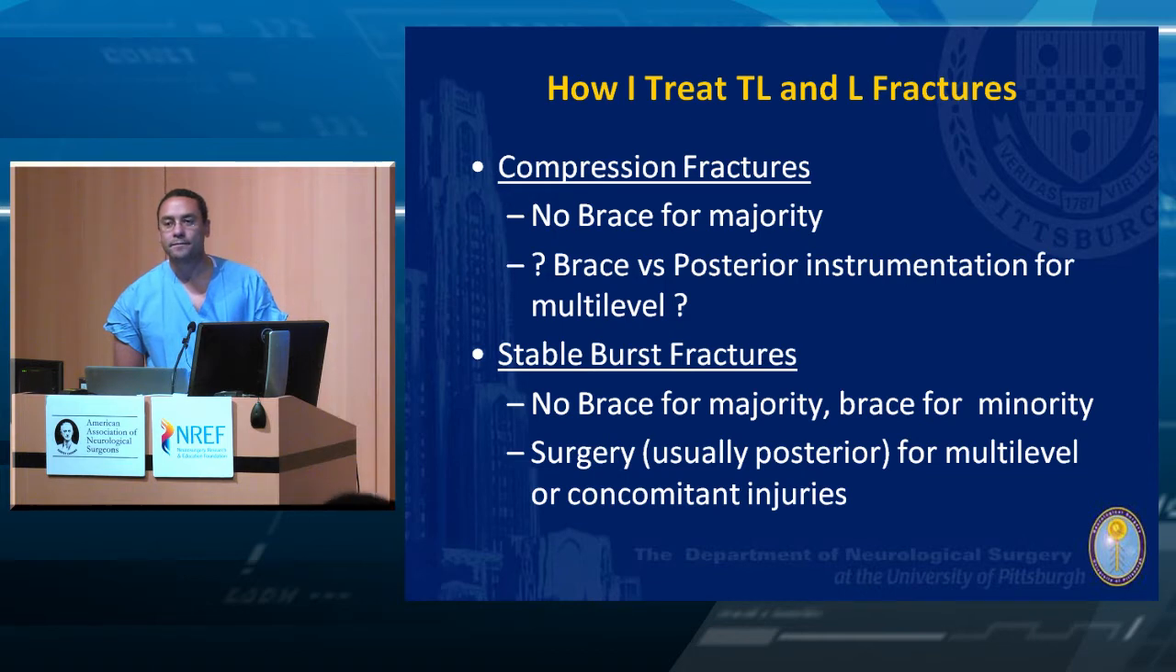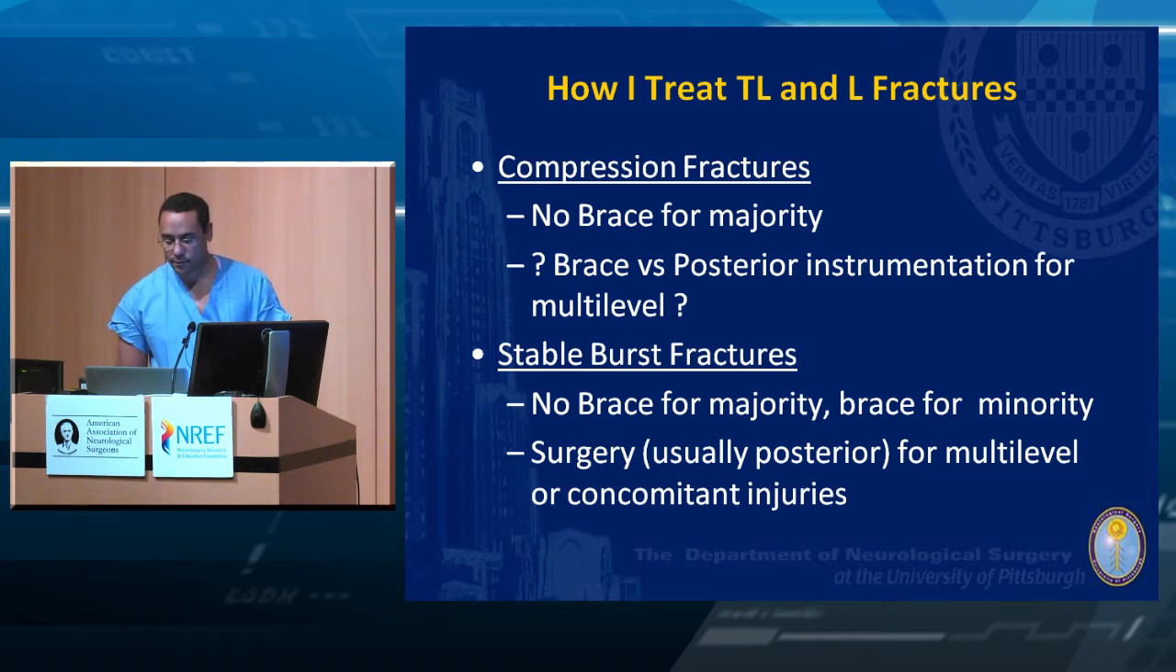If someone has a burst that I consider unstable, I'm generally going to operate on it. If I consider it stable, I'll treat it non-surgically. Those I typically will brace. So which ones will you brace? A burst fracture that I consider stable.